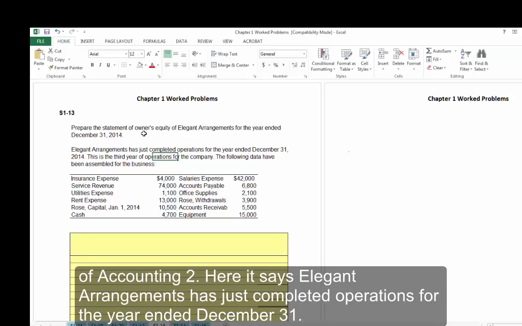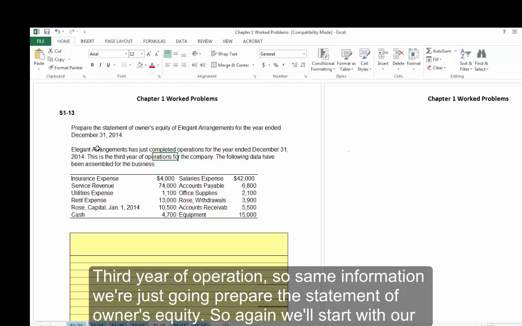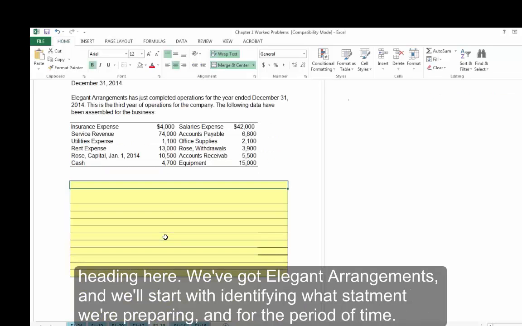All right, so here it says Elegant Arrangements has just completed operations for the year ended December 31st. Okay, third year of operations. So same information. We're just going to prepare the statement of owner's equity. So again, we'll start with our heading here. So we've got Elegant Arrangements, and we'll start with identifying what statement we're preparing and for the period of time.